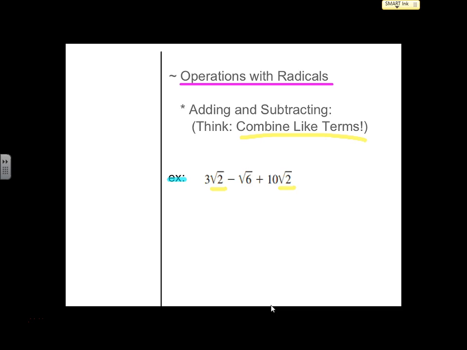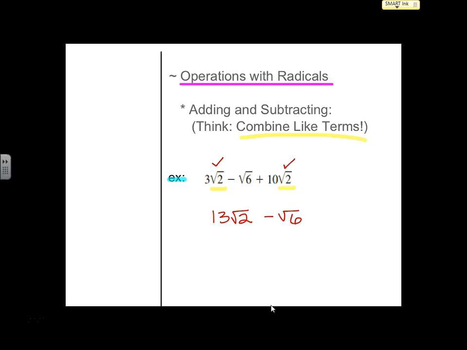You add the numbers outside too. It's like terms. So think apples and oranges. If I have 3 apples and 10 apples, it'd be how many apples? 13. But I'm not adding apples, I'm adding root 2s. You keep the root 2. And then I took care of this one, and I took care of that one, but what didn't I take care of? Minus root 6.